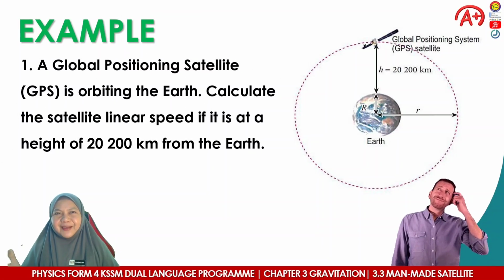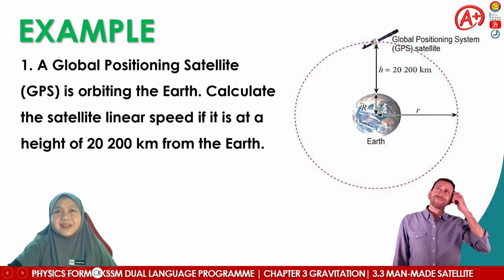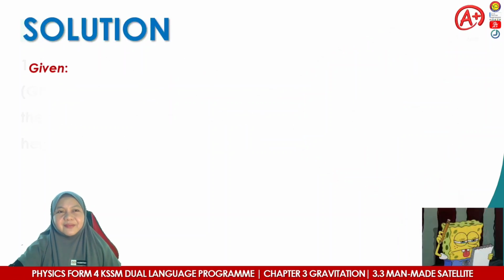So let us take a look at the first example. Okay, we have a GPS, Global Positioning Satellite, which is orbiting the Earth. So you have to calculate the satellite's linear speed if it is now at a height of 20,200 kilometers from the Earth, as shown in this diagram. So how to solve this? Okay, let's write them together.